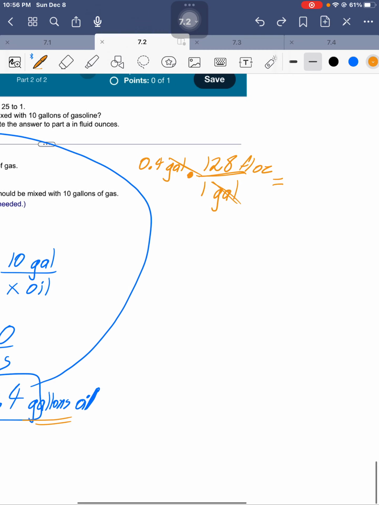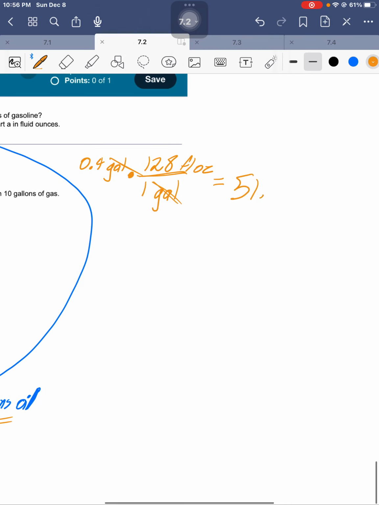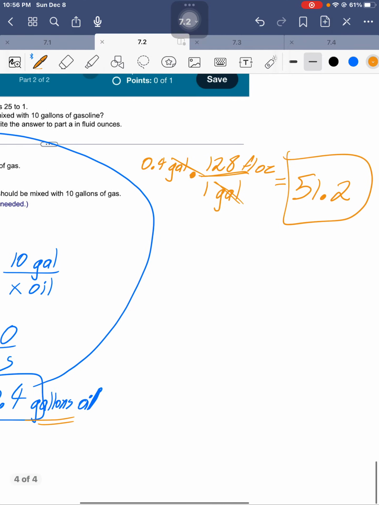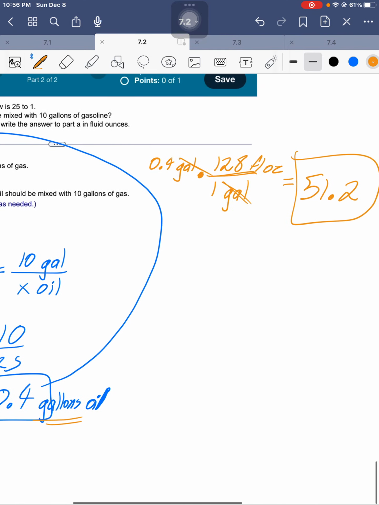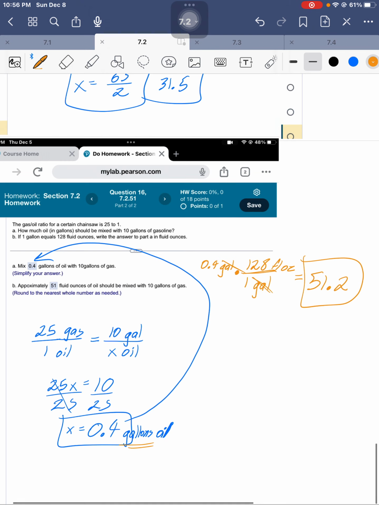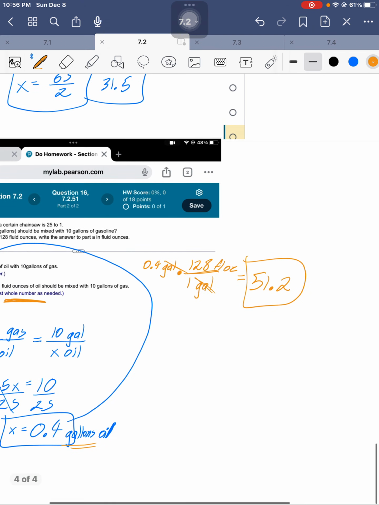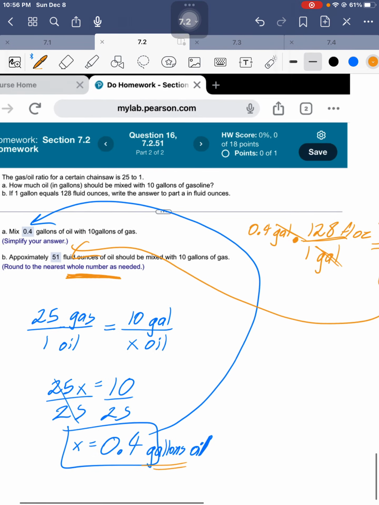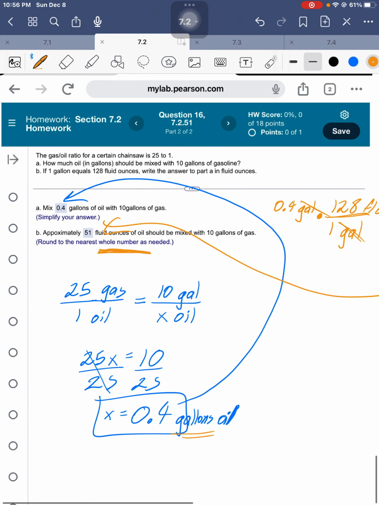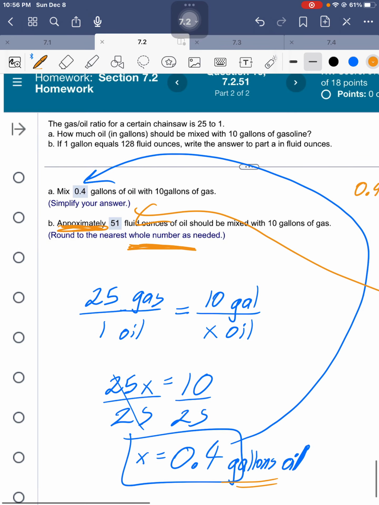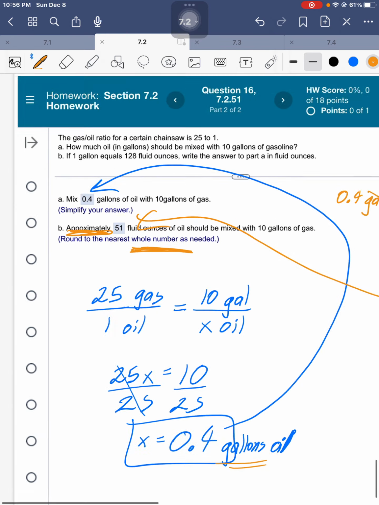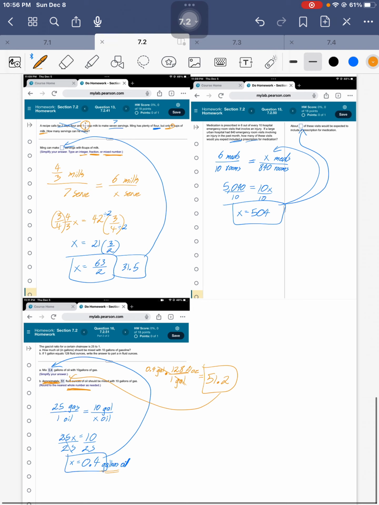So 0.4 times 128 is equal to 51.2. Is that what we ended up getting? Yeah. Oh, it asks you to round to the nearest whole number. There you go. So 51. Okay. Always make sure that you read what the question is actually asking you. Oh, and it also said approximately. So that's your key.